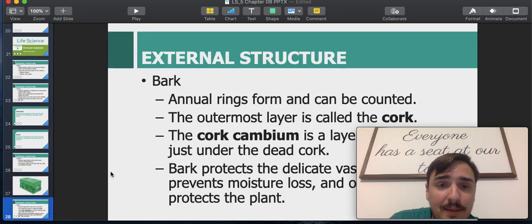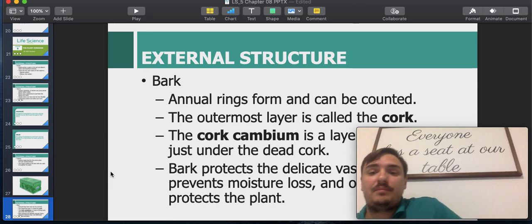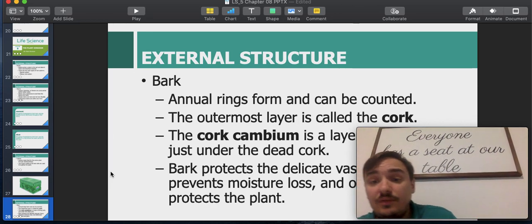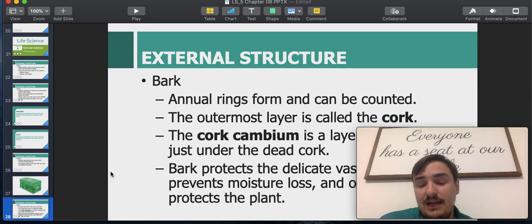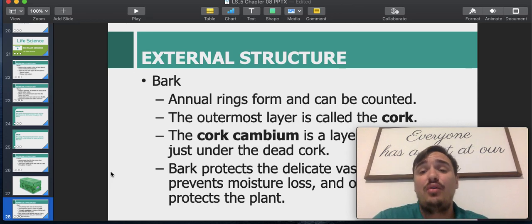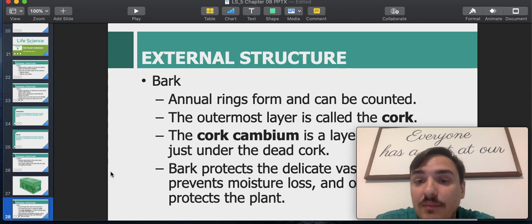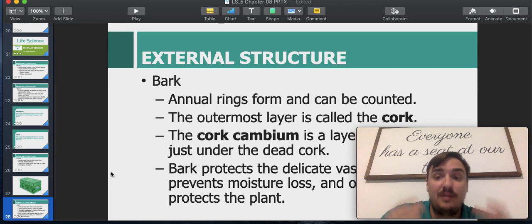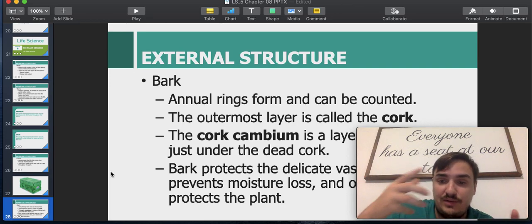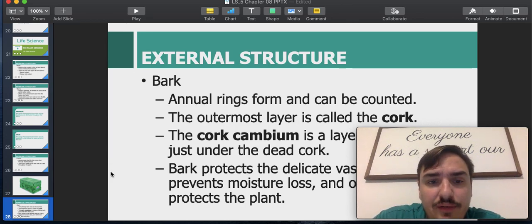All right, bark. So bark is the outer layer, and it's found specifically in woody stems. It's made up of dead cork cells, and it protects woody stems from the environment, kind of like armor. You have annual rings. Annual rings are the groupings of the xylem. As the plant widens, that xylem dies off, and it creates those rings inside. And you use those annual rings to determine how old the tree is.